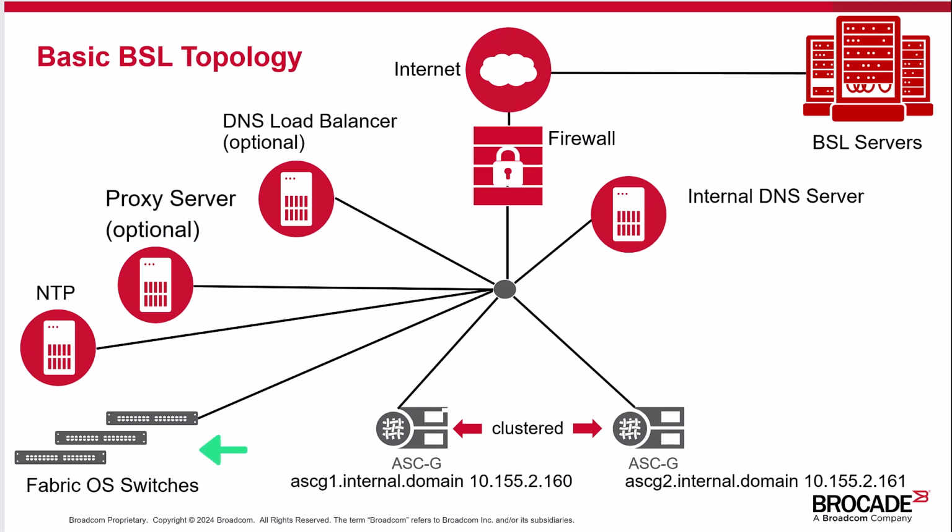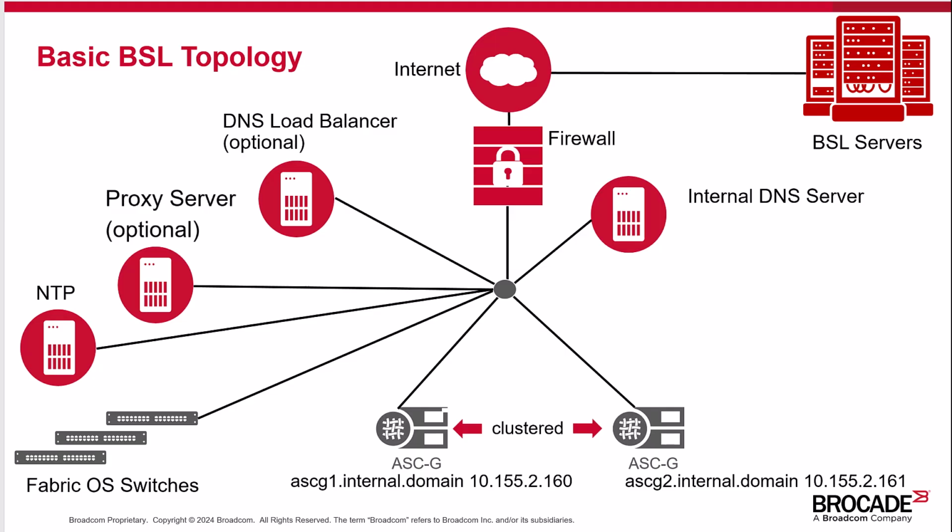You can see in the bottom left-hand corner, you have your SAN environment, your Fabric OS switches, and to the right of that, you'll have one or more gateways. If you have two gateways, they will be clustered together. Essentially, they need to have access to an NTP server and obviously network connectivity to each other. And we'll talk about their DNS requirements coming up.